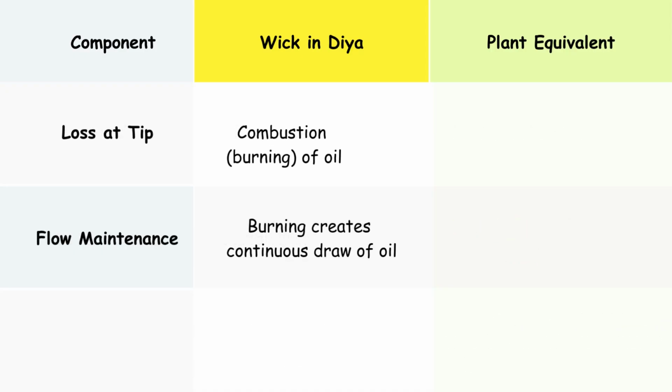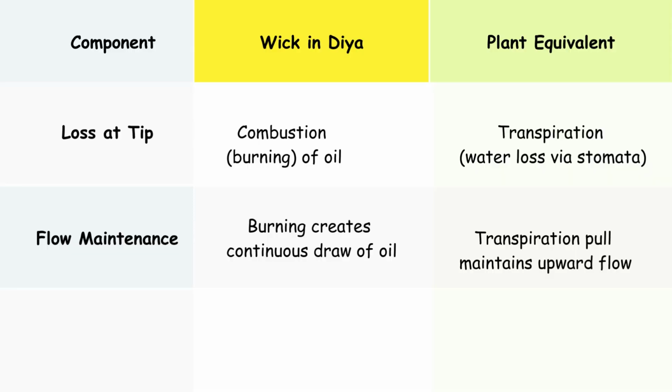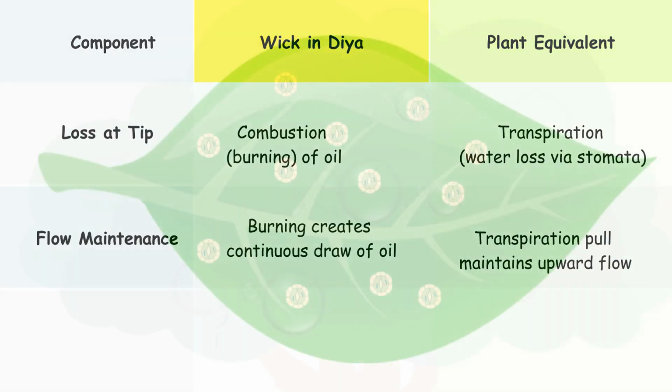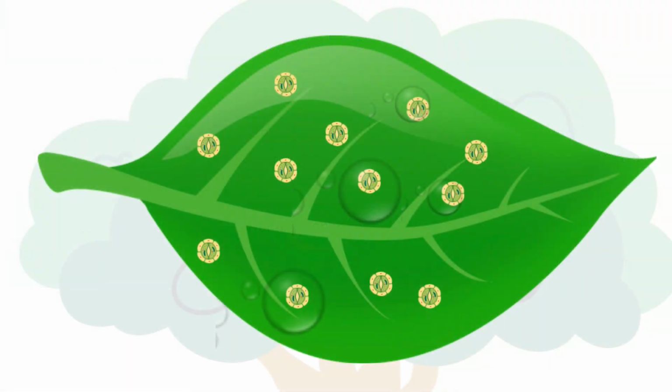As the flame burns, it uses up oil at the top, so more oil rises from below. This occurs naturally. There is no battery or pump involved. It's just capillary action and the cohesion-adhesion forces of the liquid. In plants too, water is pulled upward in a very similar way. So, what exactly is this upward pull and what role do leaves and stomata play? That's what we'll explore next when we observe stomata under the microscope and dig deeper into the process of transpiration. Stay tuned.